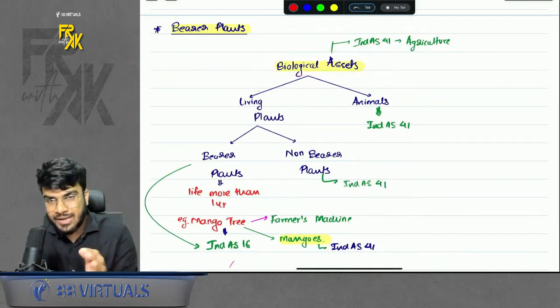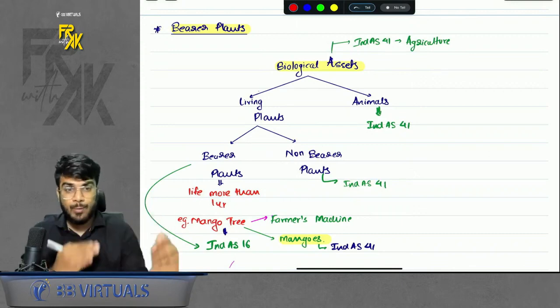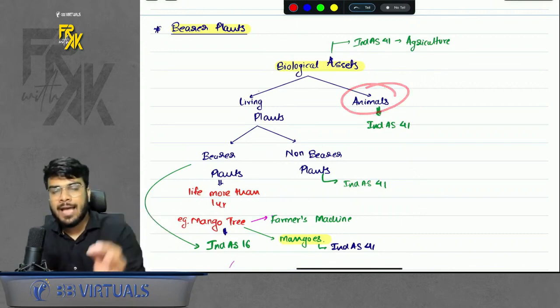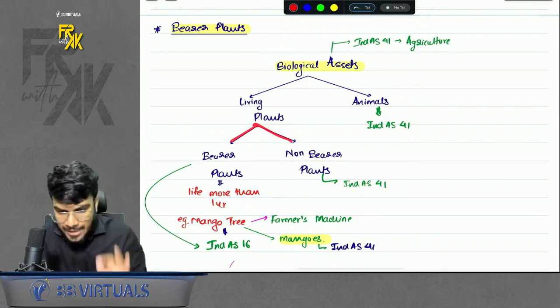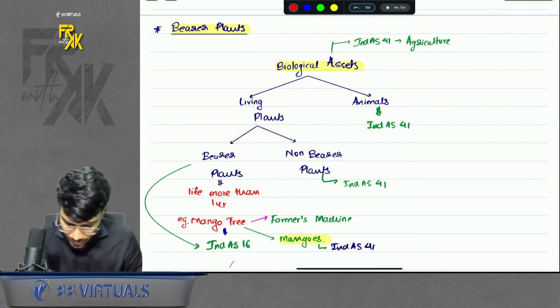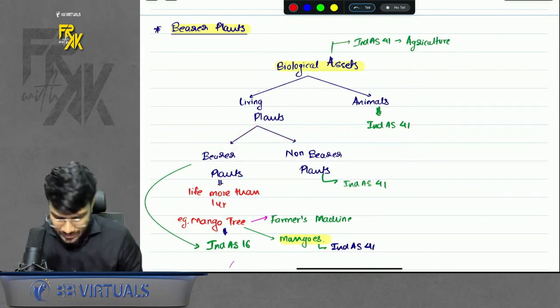What is the meaning of biological asset? Living plants and people like you and me, animals, right? So living plants and animals are biological assets. Living plants have 2 bifurcations further, bearer and non-bearer. Any plant which has a life of more than 1 year is known as a bearer plant.